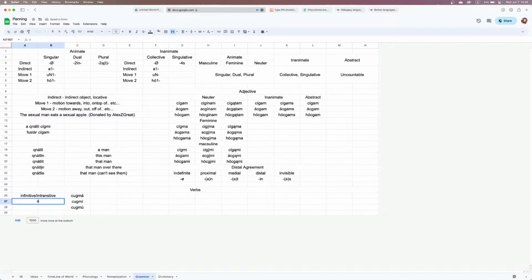So this is agent first. This is patient first. And the topic is marked by placing it first in a sentence. I didn't type the word topic. So the topic is marked by placing it first in a sentence. If there's an infinitive or an intransitive, it is zugma.